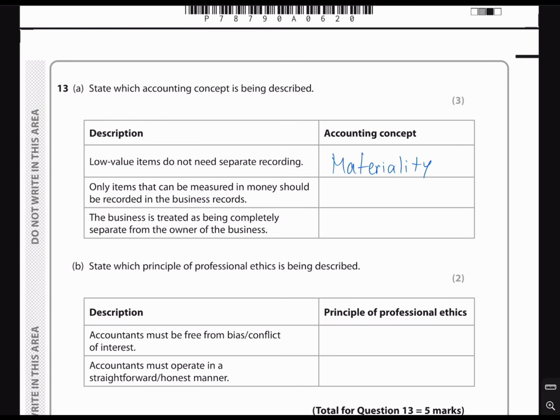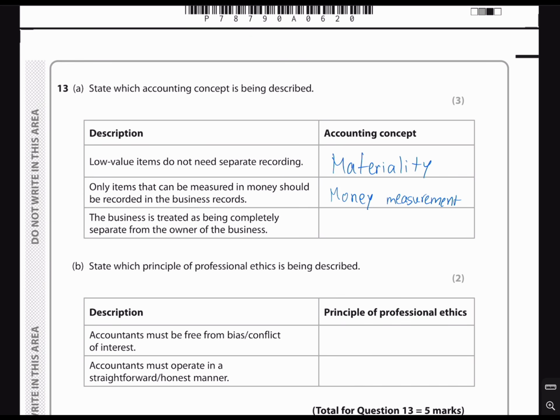So on the next up, we have only items that can be measured in money should be recorded in the business records. So yes, it is the money measurement concept.